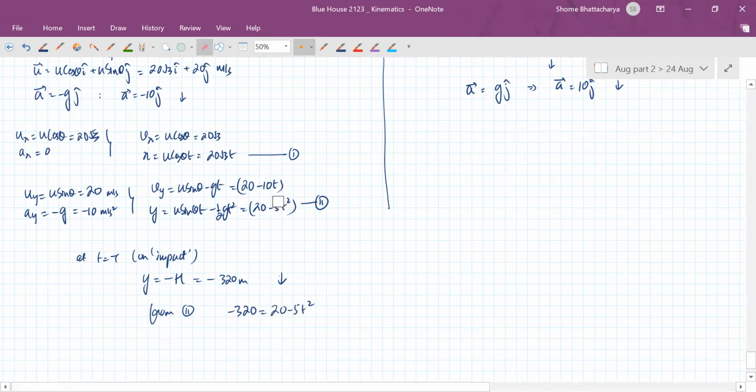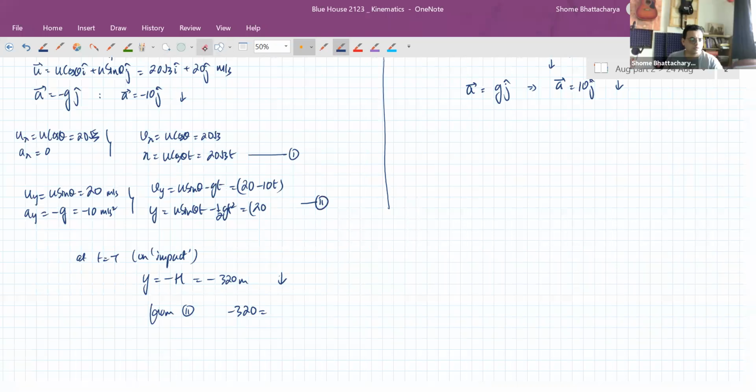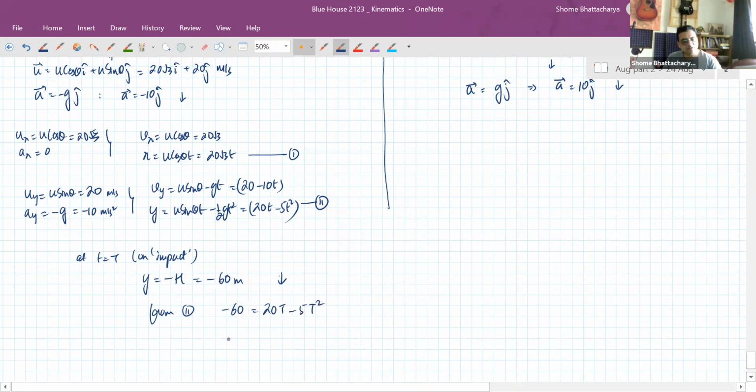Sir, it was 60 meters. Sorry? 60 meters it was, sir, the height. Acha, 60 meters. Okay. So that is 60. So minus 60 meters, and this equation should be 20t minus 5t square. So from this, we'll get minus 60 is equal to 20T minus 5t square.